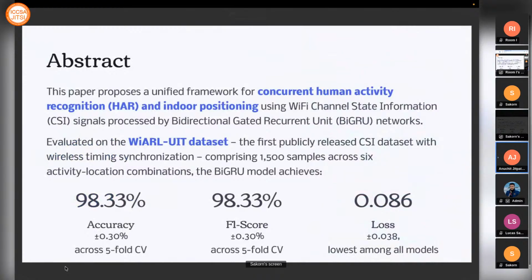Let me start with a quick summary. We propose a unified deep learning framework that performs human activity recognition and indoor positioning at the same time, using Wi-Fi channel state information processed by a bidirectional GRU network. We evaluated our approach on the WiAR-UIT dataset, the first publicly released CSI dataset with wireless timing synchronization. Across 1,500 samples spanning 6 activity-location combinations, our bi-GRU model achieved 98.33% accuracy and F1 score, with the lowest loss of 0.086 among all the models we tested.